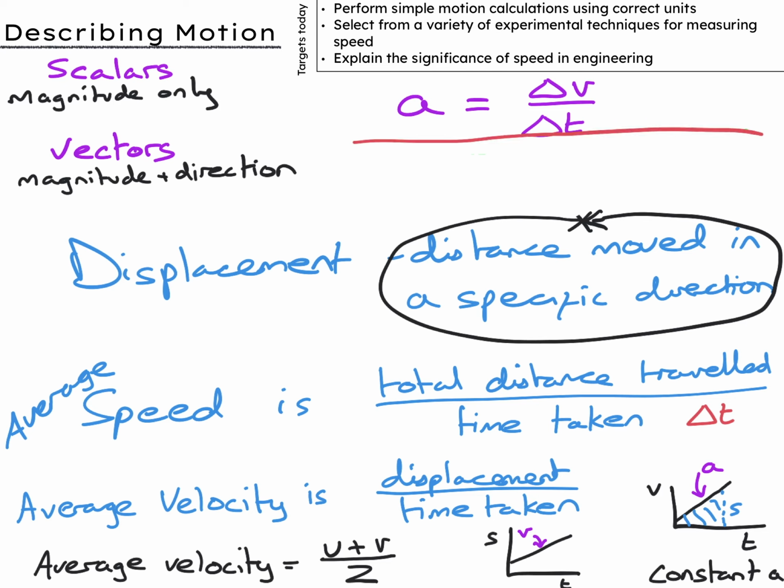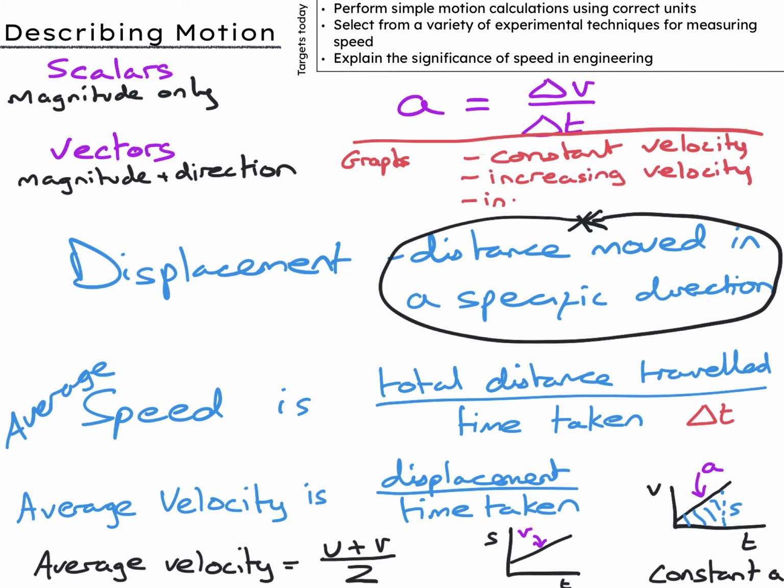Useful vocab for graphs is to describe a flat line as a constant velocity, a non-flat straight line as increasing or decreasing velocity, and a curved line as velocity increasing at an increasing rate, or increasing at a decreasing rate, etc. Okay, I just use velocity there as an example.